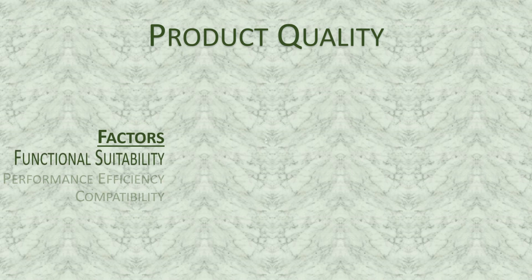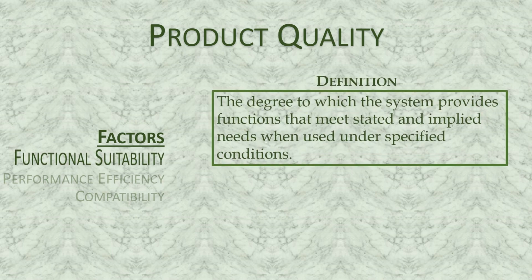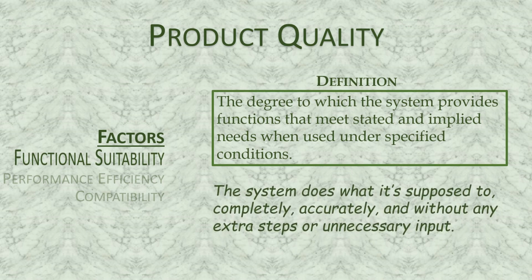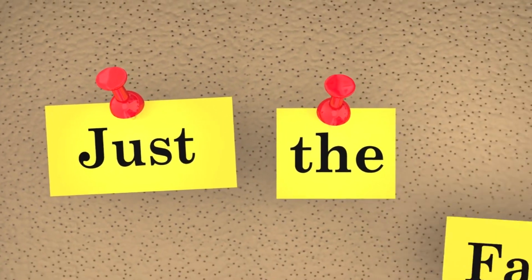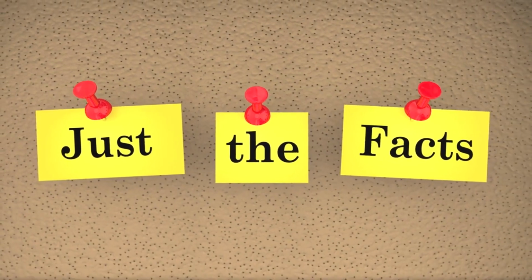Functional suitability is the first product quality factor. Functional suitability is defined as the degree to which the system provides functions that meet stated and implied needs when used under specified conditions. In other words, the system does what it's supposed to do completely, accurately, and without any extra steps or unnecessary input. It's pretty basic stuff. After all, if the system doesn't do what it's supposed to do, what good is it?